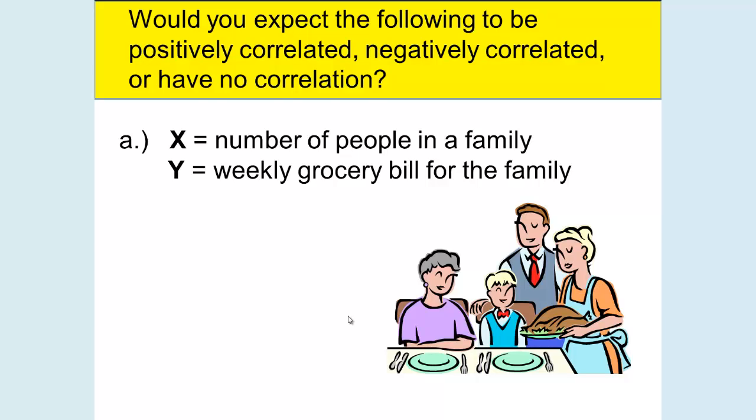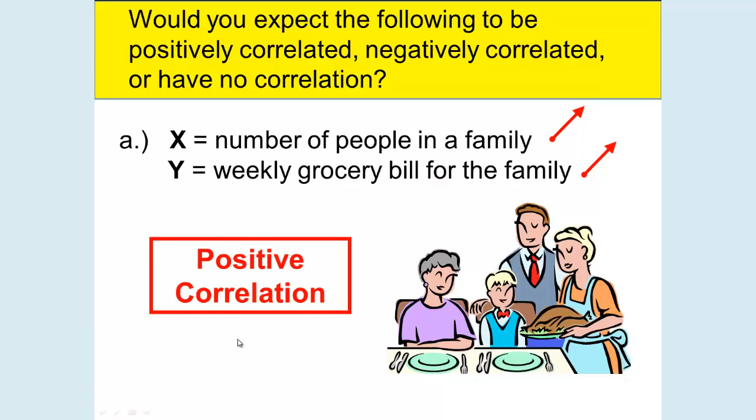As the number of people in a family increase, what should the weekly grocery bill for the family do? It should also increase. So they're both increasing. They're both doing the same thing. That would be a positive correlation.